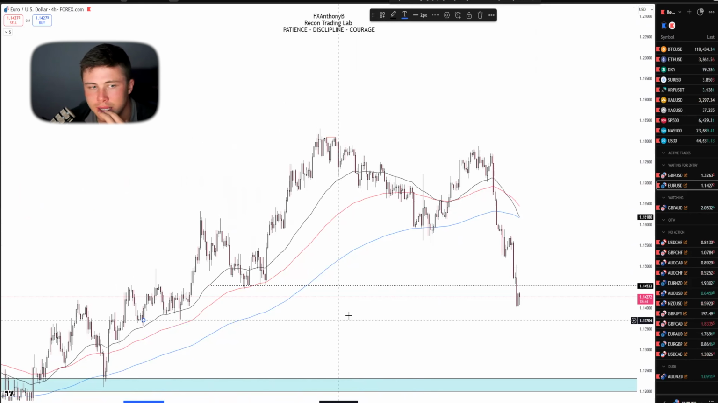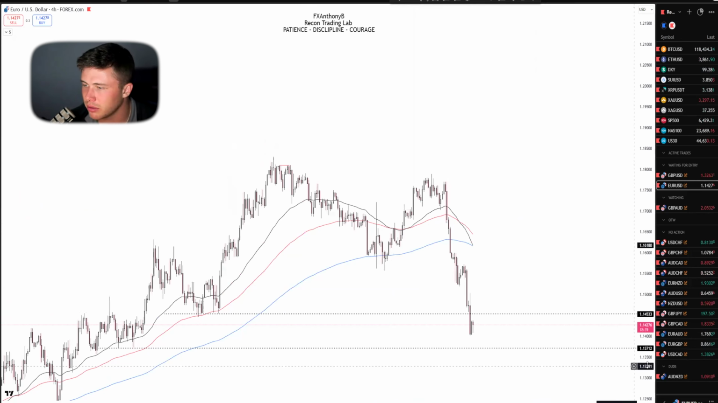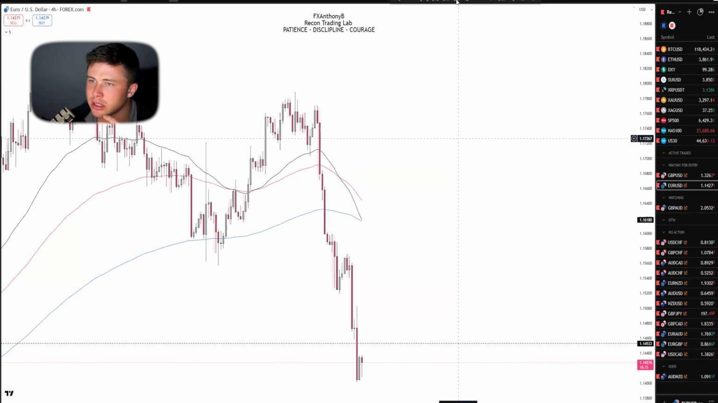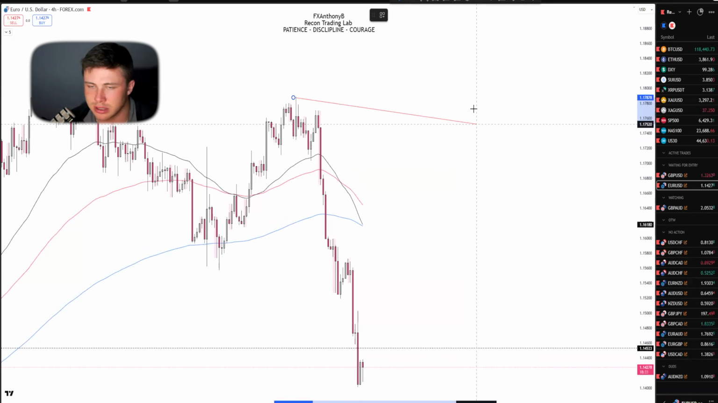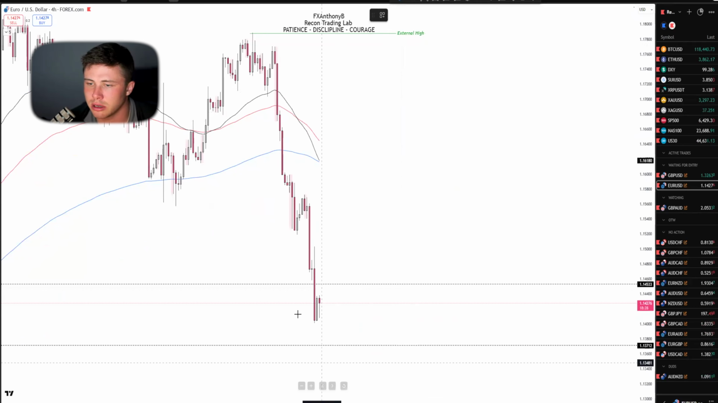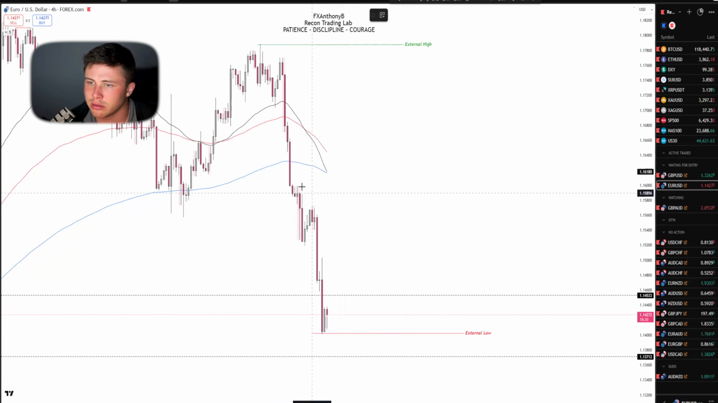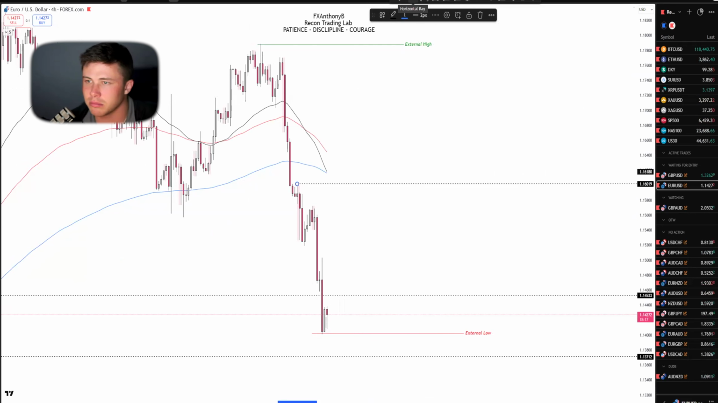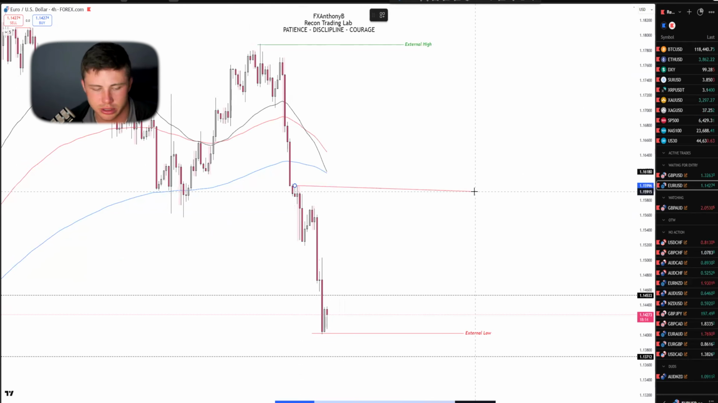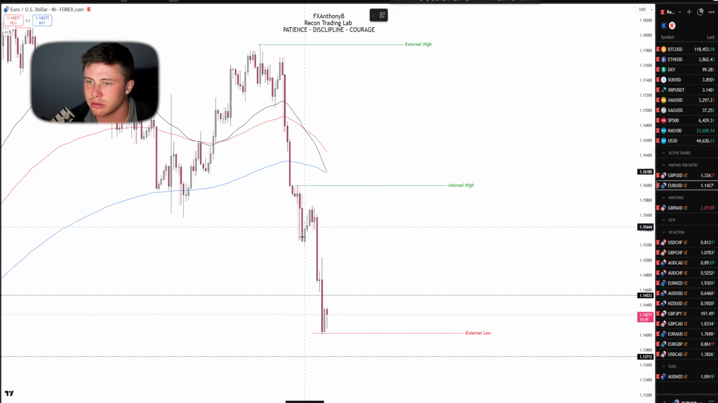Right now I'm marking just zones or areas where price has rejected a few times. And now I'm going to jump in here. We're going to mark, once again, our external highs, our external lows. Okay. We have our internal structure here, internal high, and our internal low, like this.